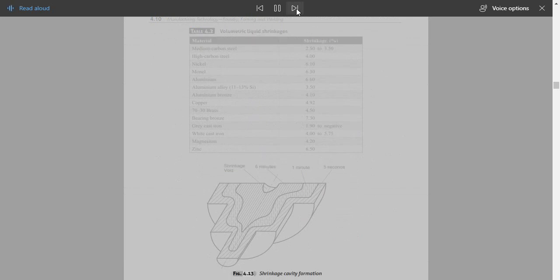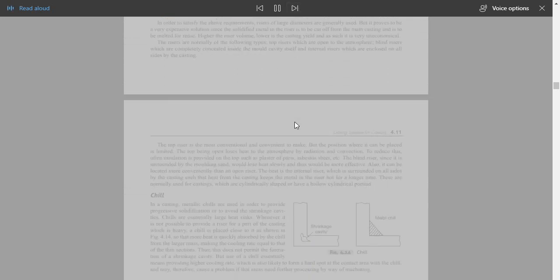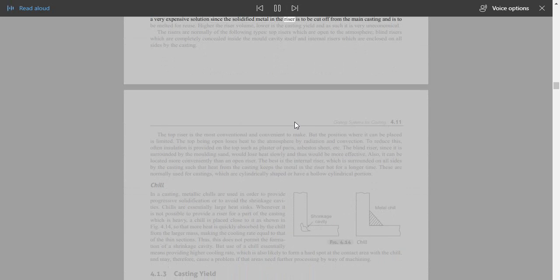In order to satisfy the above requirements, risers of large diameters are generally used. But it proves to be a very expensive solution since the solidified metal in the riser is to be cut off from the main casting, and is to be melted for reuse. Higher the riser volume, lower is the casting yield, and as such it is very uneconomical. The risers are normally of the following types: top risers which are open to the atmosphere, blind risers which are completely concealed inside the mold cavity itself, and internal risers which are enclosed on all sides by the casting.